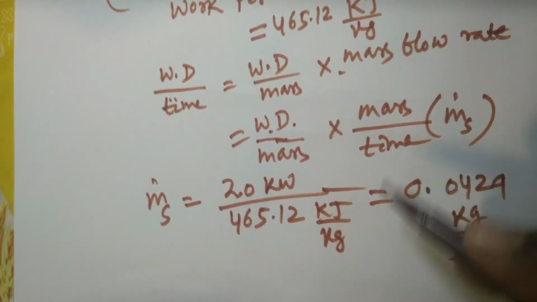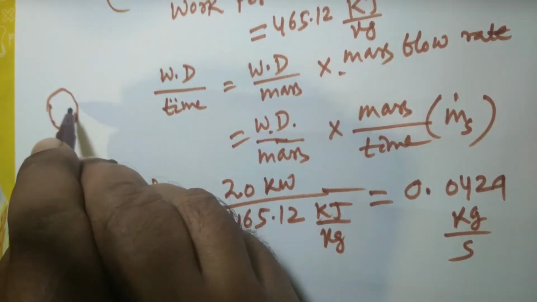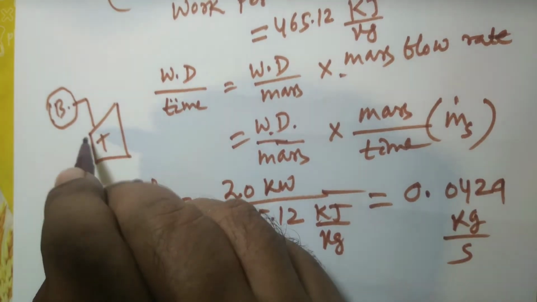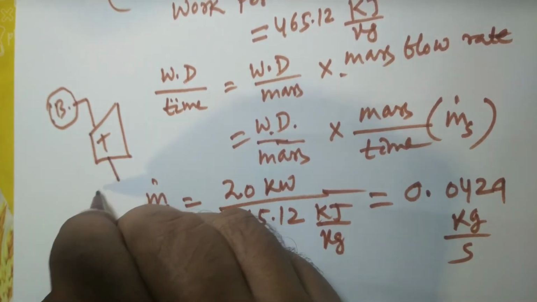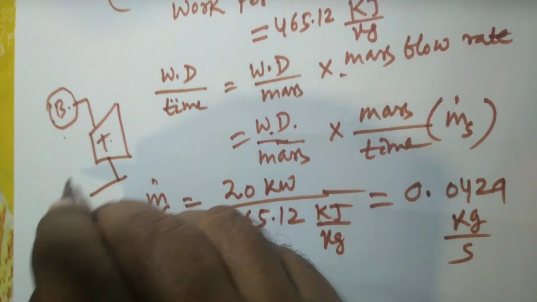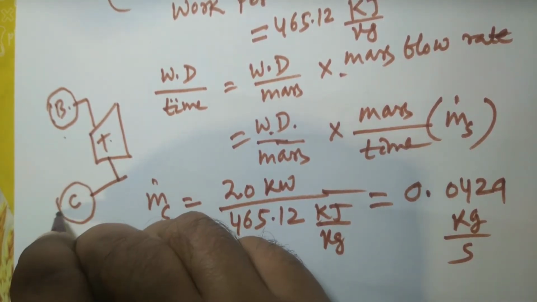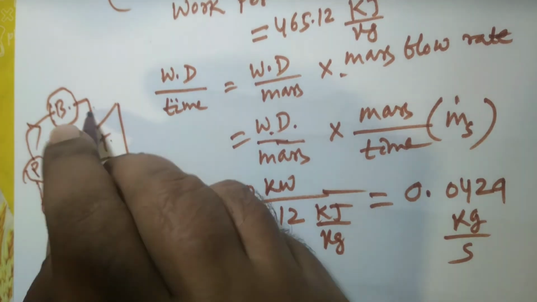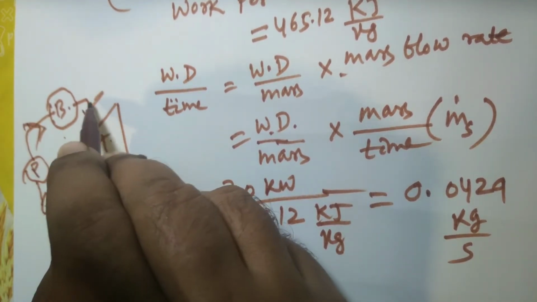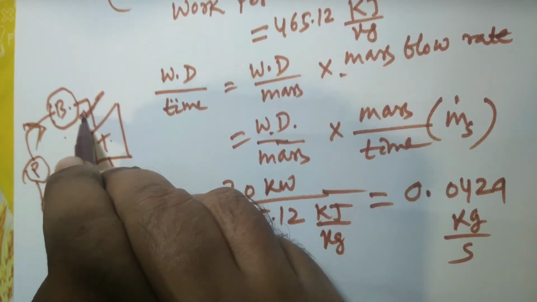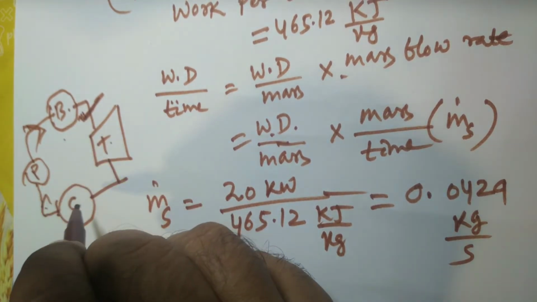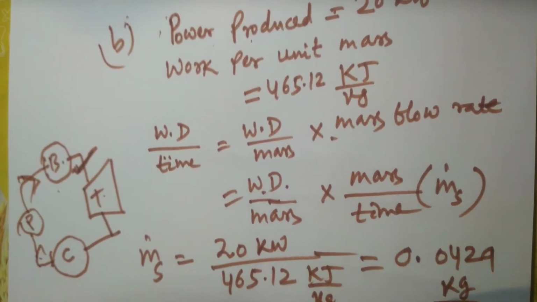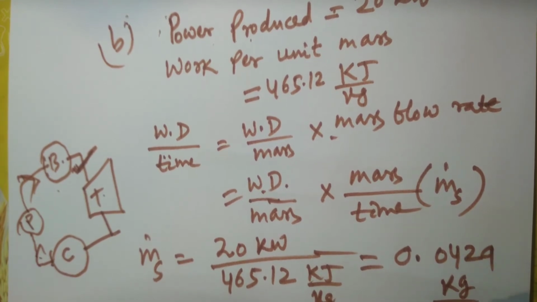So per second this much steam is flowing. When it goes in steady flow, this is the boiler, from here it comes to the turbine, it will work in steady flow. Here the mass flow rate will remain the same throughout the 4 components, boiler, turbine, condenser, and then it will go through the pump again to the boiler. But whatever mass flows, it remains same, because it is one of the properties of steady flow processes. Mass flow rate remains constant according to principle of mass conservation. So this mass flow rate of steam is going to be 0.0429 kg per second.